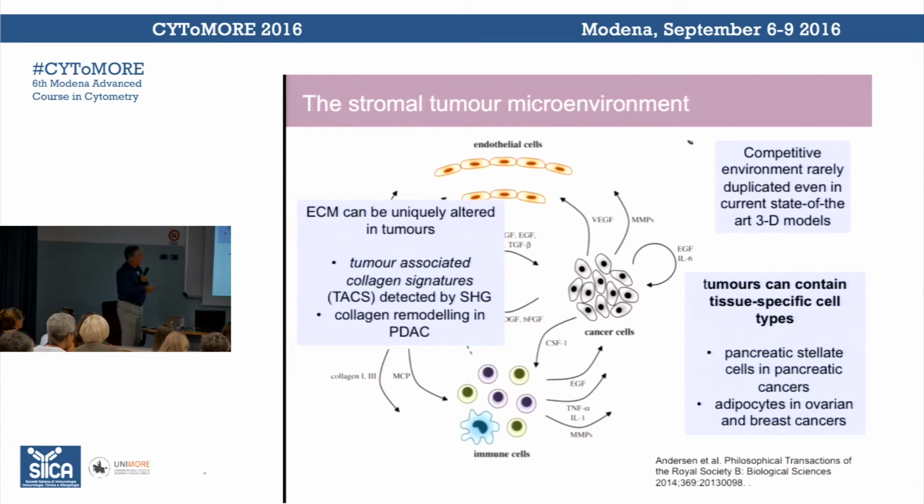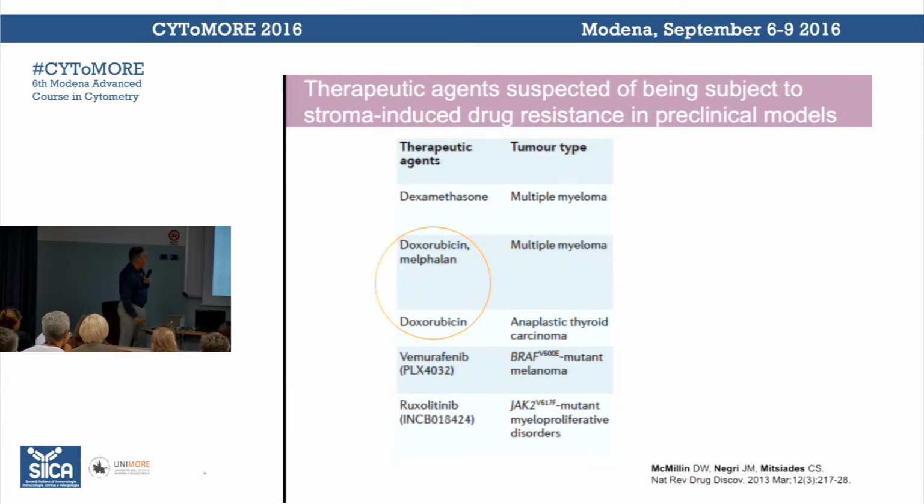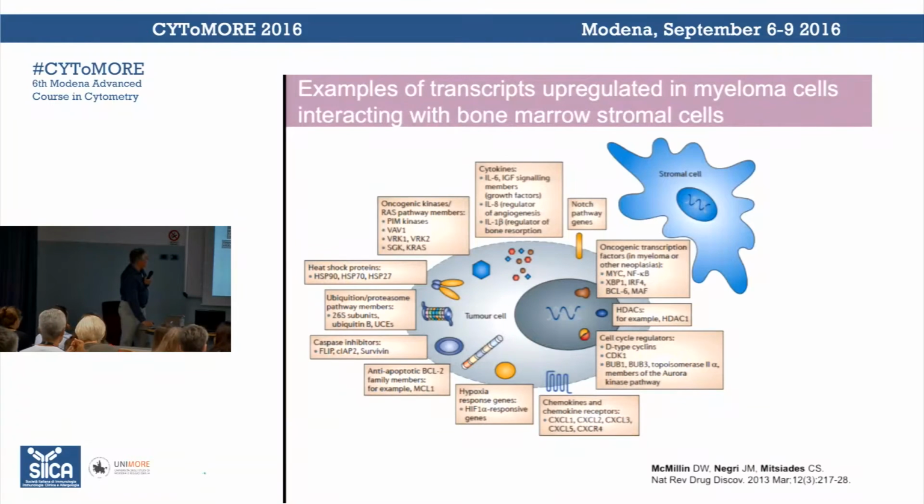Therefore, the ECM, the actual structure of this environment, can be modified by the tumor cells themselves, for example by changing collagen signatures. There are lots of techniques to look at that. One of the most elegant is second harmonic generation, where you can, by direct microscopy, see those structures changing. The bottom line is that almost certainly there's a whole range of therapeutic agents currently used in which the stroma itself is inducing the drug-resistant property.